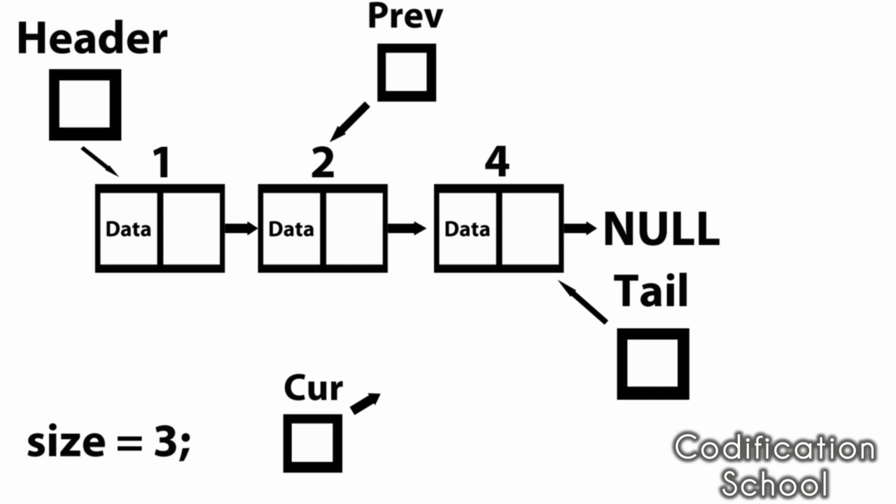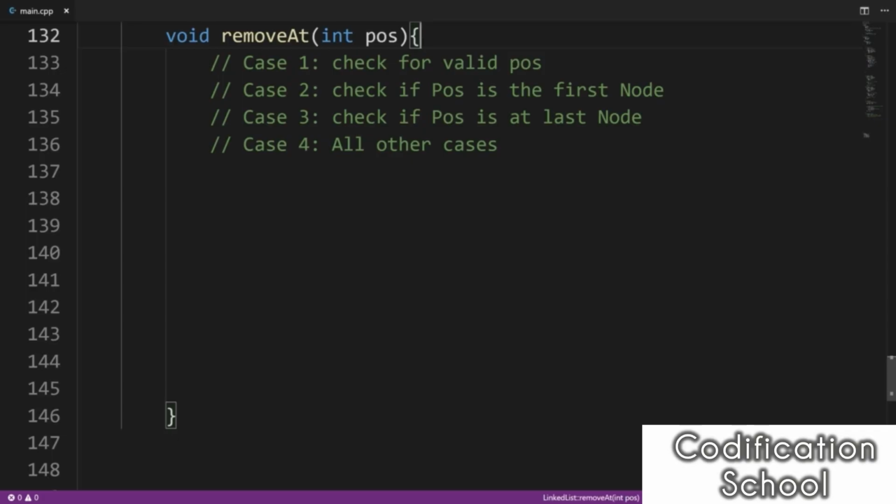So now let's actually take a look at the code. Alright, so to start off, you can see we have our remove at method. It's not going to return anything, and we're just passing in the position, the position being the node that we want to delete at a certain position. So we have our test cases here, case 1, 2, 3, and 4.